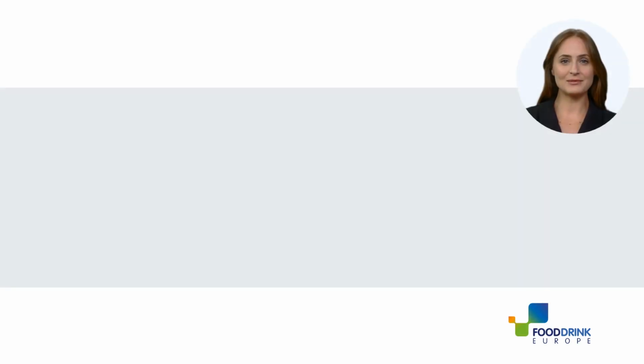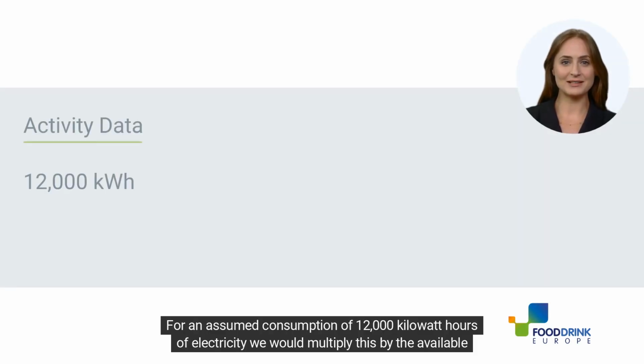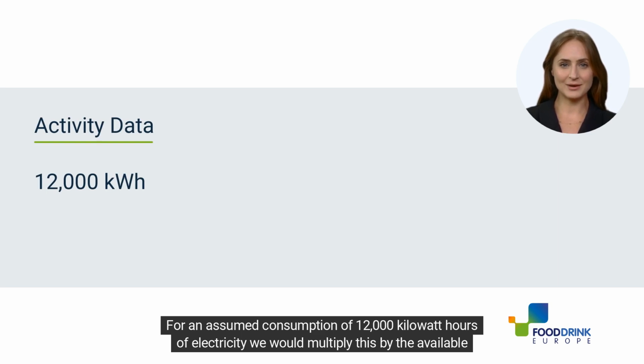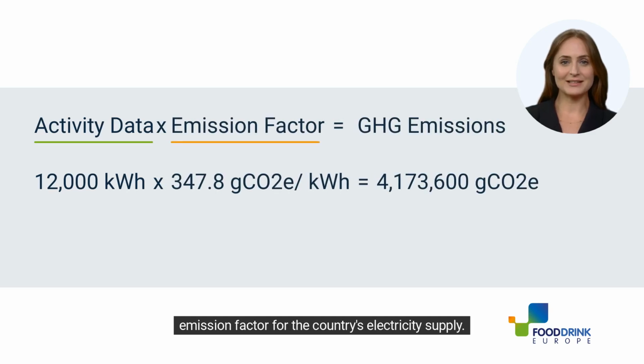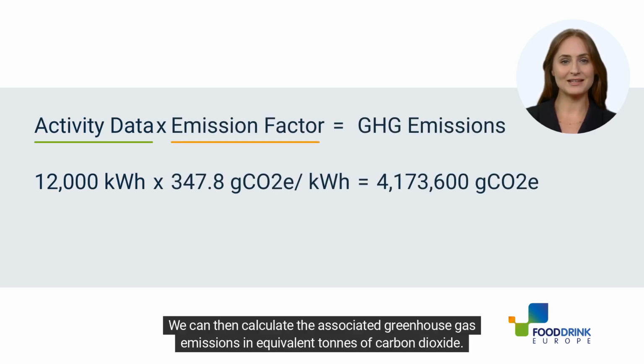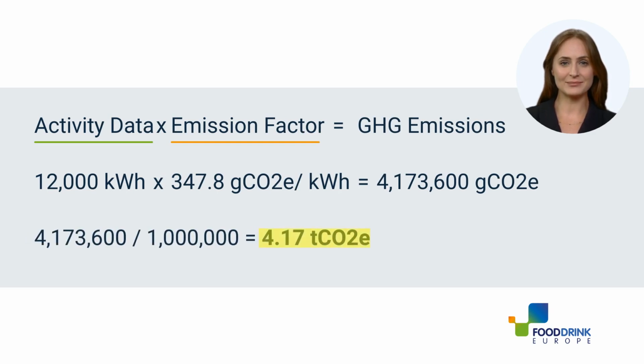For example, for an assumed consumption of 12,000 kilowatt-hours of electricity, we would multiply this by the available emission factor for the country's electricity supply. We can then calculate the associated greenhouse gas emissions in equivalent tons of carbon dioxide.